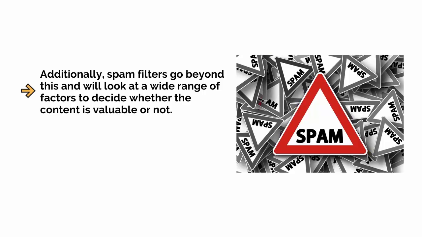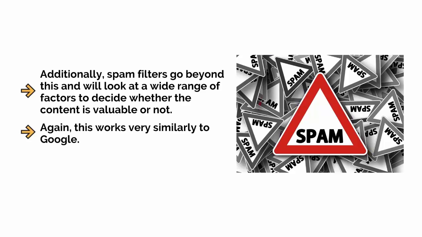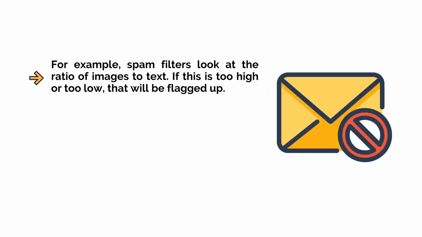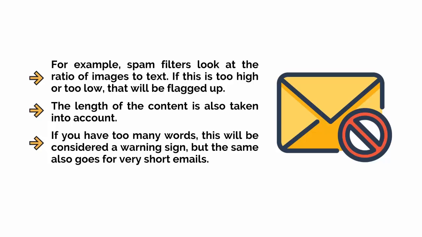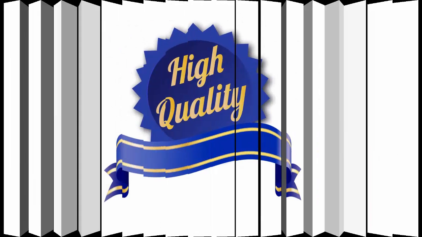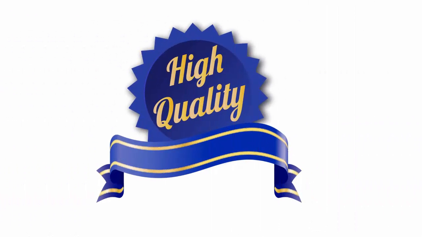Additionally, spam filters go beyond this and will look at a wide range of factors to decide whether the content is valuable or not. Again, this works very similarly to Google. For example, spam filters look at the ratio of images to text. If this is too high or too low, that'll be flagged up. Likewise, the length of the content is also taken into account. If you have too many words, then this will be considered a warning sign, but the same also goes for very short emails. Designing high-quality content will help you to automatically sidestep many of these problems.